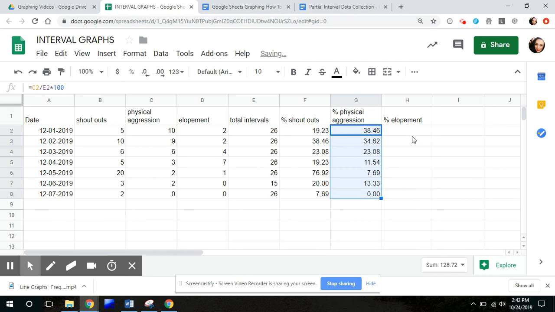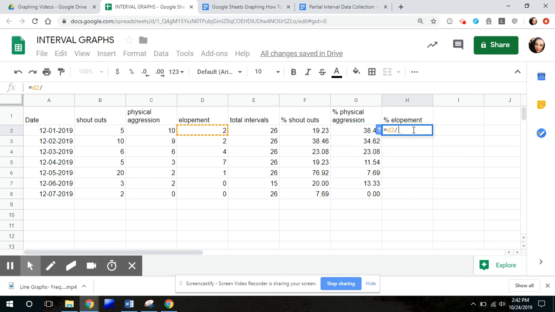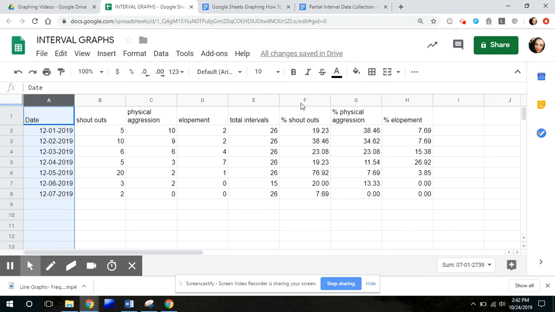All right, so I'm not going to do that for elopement. So elopement is column D, D2 divided by E2, because that's my total, times 100. Again, I'm going to round down on the decimal points and pull down. I'm going to do date, and then let's say I want to graph shout outs. I tend to graph these all separately, otherwise having like 3 lines on one graph in the same color, it's very visually confusing. You can't really see trends. So for interval data, I would do a graph personally, 1 for shout outs, 1 for physical aggression, 1 for elopement, and just generate 3 separate graphs.